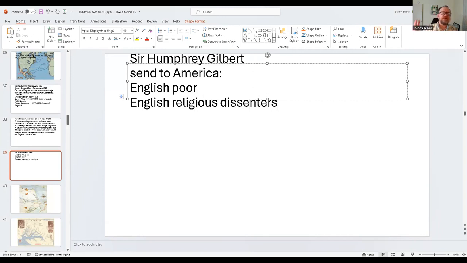Okay. Again, Elizabeth had switched everything back to the Church of England, but she allowed for religious minorities like the Puritans, the Baptists, the Quakers, things like that. So Sir Gilbert came up with the idea of we can send our poor people to America and we can send our religious dissenters to America as well. Now, Sir Gilbert will die before he ever gets to put this into action.